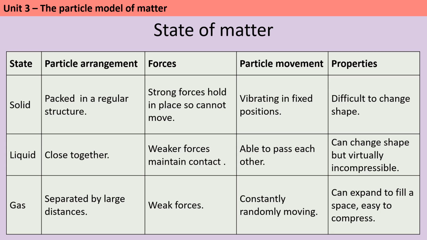In terms of how all of this affects the properties of solids, liquids and gases, it's difficult to change the shape of a solid because you've got these really strong forces and because all the particles are regularly packed together. For a liquid, it can change shape quite easily if you just pour it into a different container, but liquids are virtually incompressible. So in other words, if you put some water in a syringe and you try to squash it, as long as you've blocked the end so it can't come out, you can't squash it because there aren't any gaps for the particles to move into. And then a gas can easily expand to fill a space, and therefore it's easy to compress because it's got these big gaps between particles.